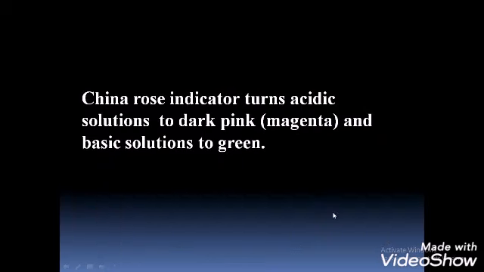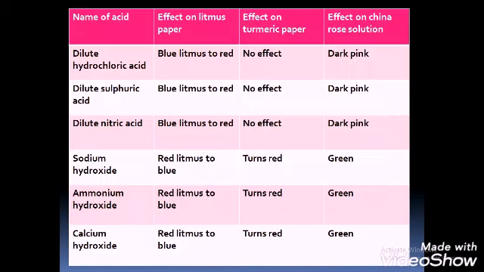Okay, so we can conclude that China rose indicator turns acidic solutions to dark pink or magenta and basic solutions into green color. Okay, now there are some acids and bases given. Then the effect on litmus paper is given, and also the effect on turmeric paper and the effect on China rose solutions.